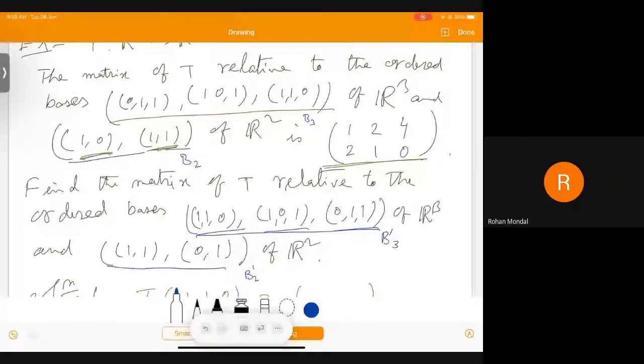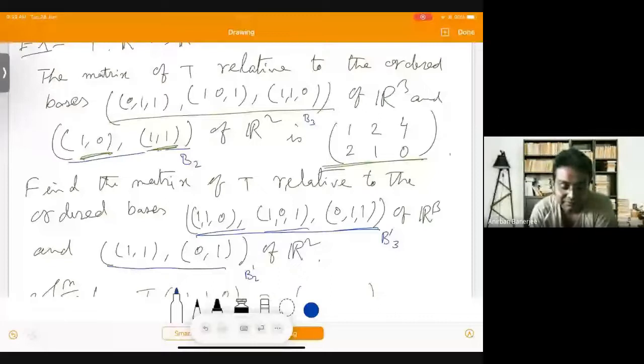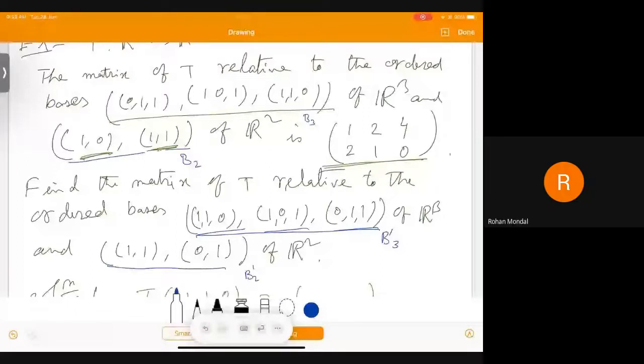Right, sir. And we have seen that when you have a linear transformation from one basis to another basis, how those matrices will be constructed. So this will be constructed from the transformations of the basis vectors, and the coordinates will be with respect to the basis given on the right hand side, right?